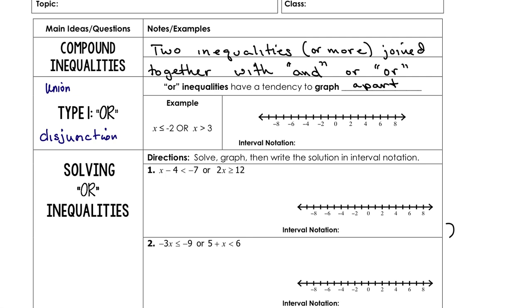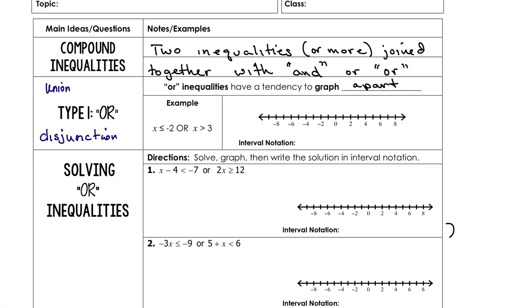But do note, for or, they can be a disjunction, which means they can be disconnected from one another, meaning their graphs, while you're going to place them all on the same graph, do not have to have any sort of answers that go together. So that's the idea here. Let's take a look at some examples, and then we're going to get into solving some of them.